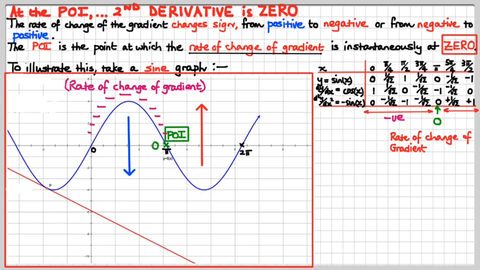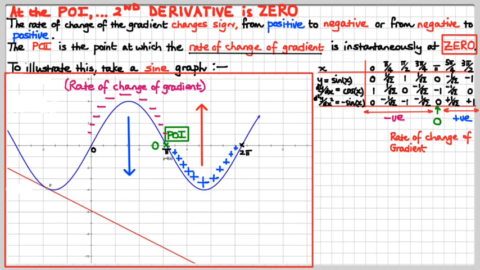Now, in the other section, this section around here, the rate of change of the gradient is positive. And have a look at the graph. There it is. Similarly, it starts to get more positive, increasingly more positive. Most positive here, then starts to taper off again until you get over here, which is your next POI.